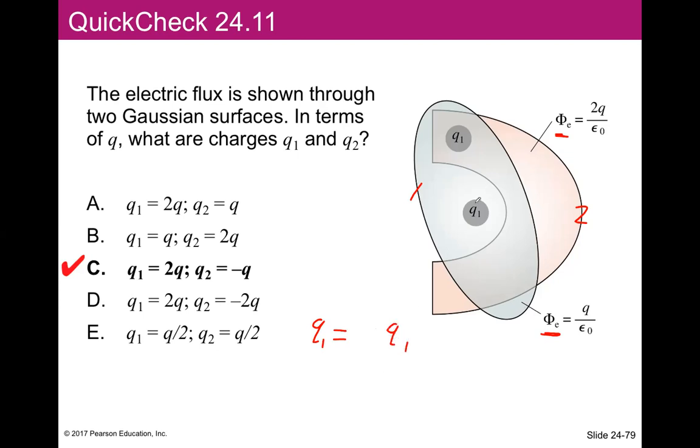Oh, I see. So there's a mistake. So let's say this is Q. Which one is Q1? Let's say this is Q2. This is Q1. Okay, now I understand why some of you chose B and others chose C. Let's say this is Q1, this is Q2, and then Q1 plus Q2.